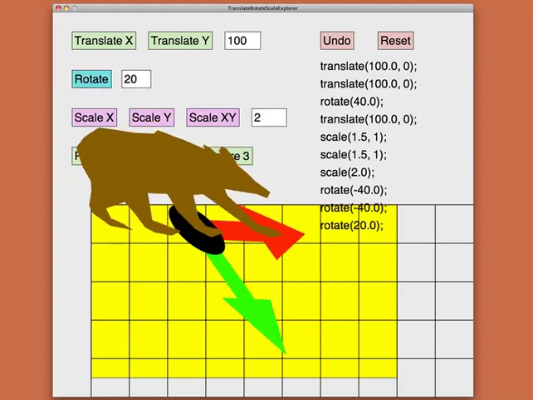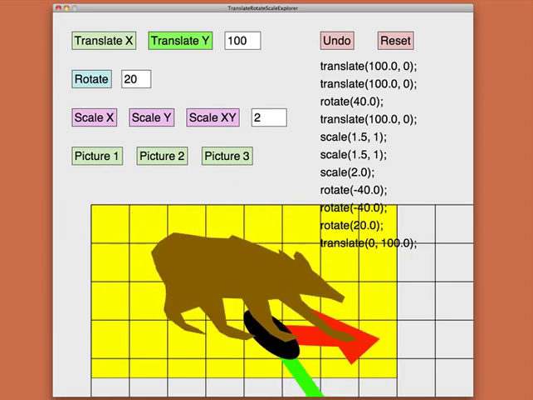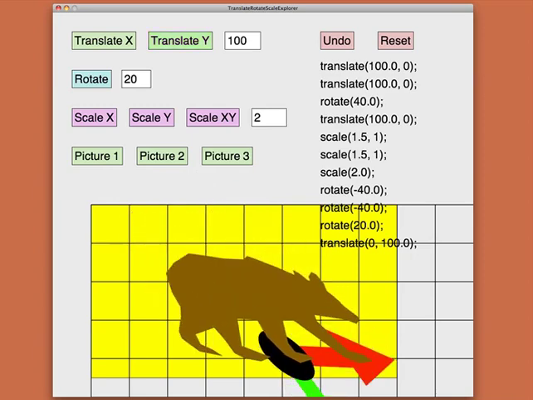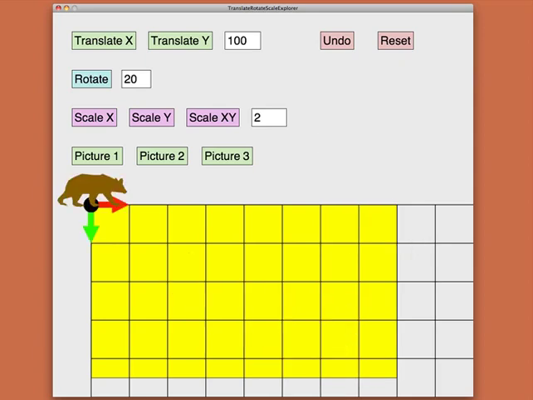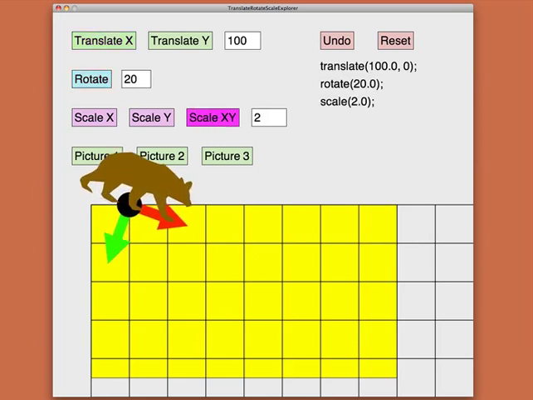And there he is, and he's skewed over backwards. Let's translate in Y. So he's down there in the yellow zone. And we can see he's leaning backwards. And so if you wanted to make a skewed bear, this is a way to do it. I'll hit reset and I'll just translate and rotate and just do some stuff with the bear here.